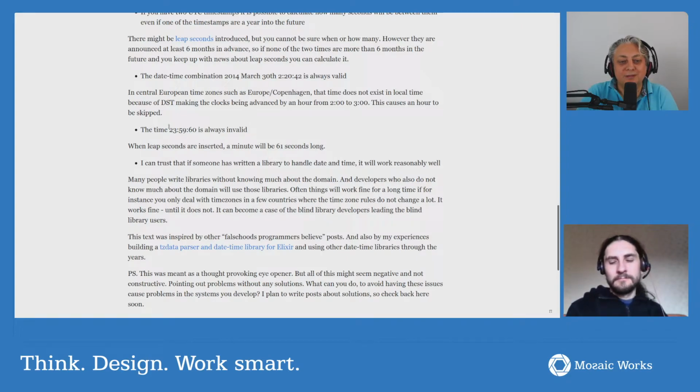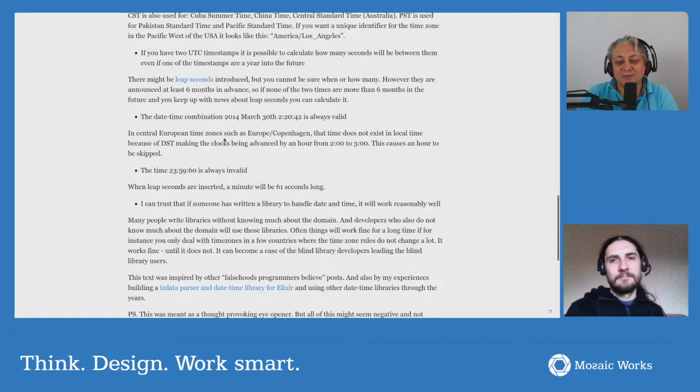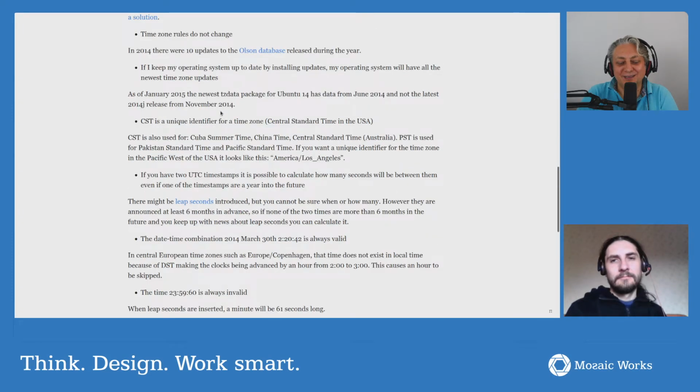Another one. The time 23:59:60 is always invalid. We already talked about leap seconds. This is actually valid sometimes, because this is how you have one leap second. You have 23:59:60. Okay, so pretty funny.